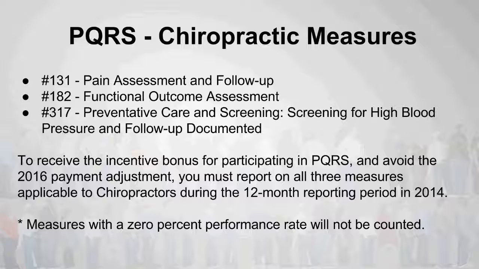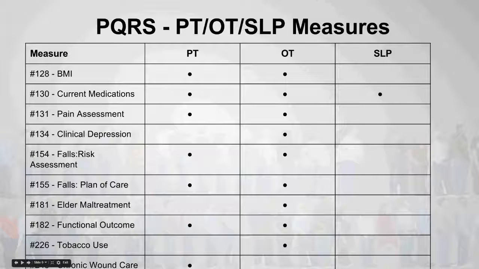If Jess could go to the next slide, we're going to talk about PQRS for PT/OT and speech language. For PT, what we've done here is we've charted it where PT and OT can do BMI, and PT, OT, and speech can do current medications. But if you're seeing here in the speech column, they really only have one measure that they are able to report on. So going back to, you may have 9, but for speech here, you only have 1. As long as you report on the 1, they're considering that you've completed all your measures and you reported effectively.